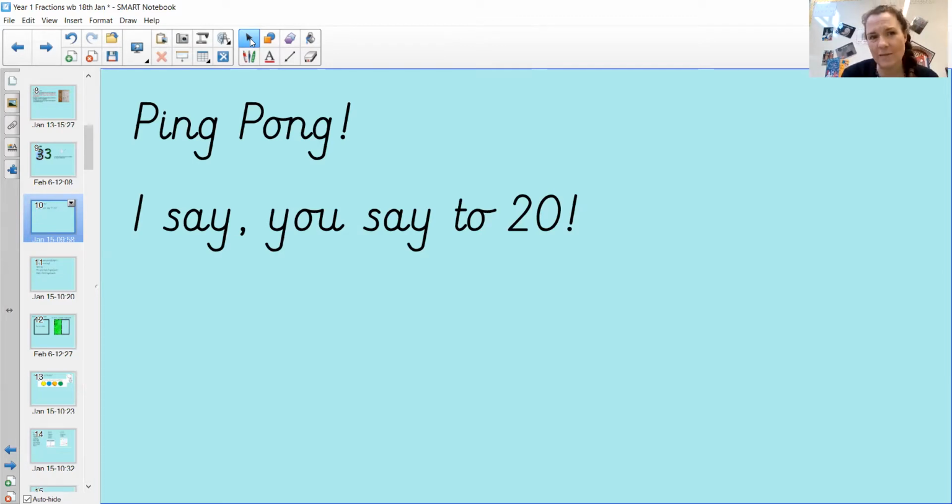And now this is a great game for you to play at home, and you can do it with numbers up to 20. You can count backwards, which is a good one. You can count up in 2s, in 5s, in 10s, however you'd like to do it. So ping pong is a really good one for you to practice at home. So have a little practice now.